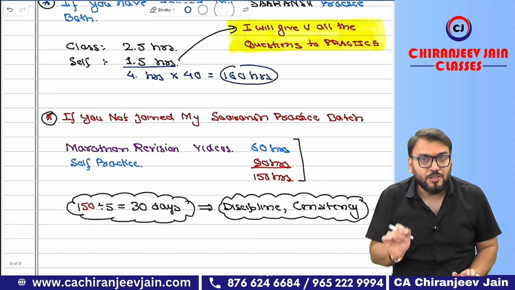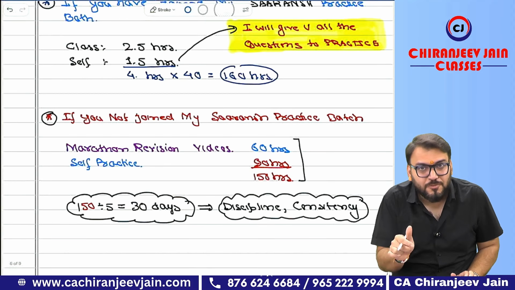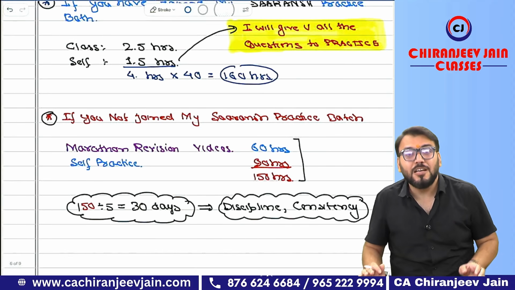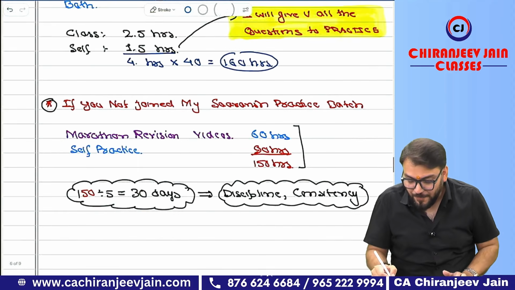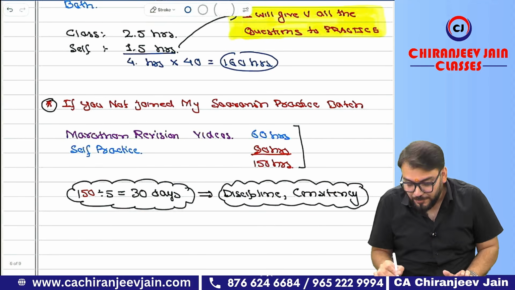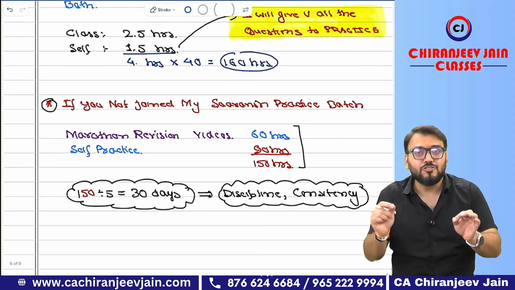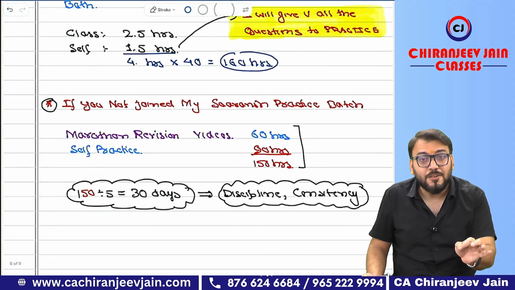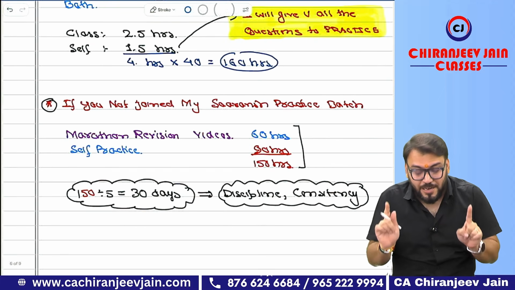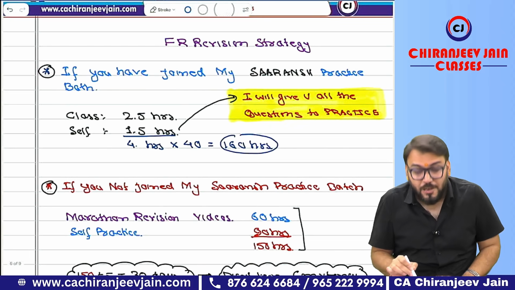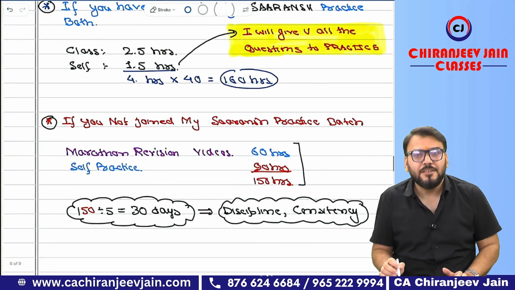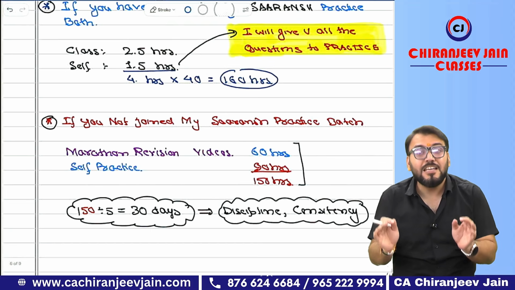So you can listen to my marathon revision video for 50 hours or 60 hours, whatever is there. And for the balance number of hours, you can do self practice. It means if I say 60 hours for concept and 90 hours for self practice, then 150 hours is completed. The big question arises, how many hours should be given for each chapter by part? That also I will provide you. Once again, whether you are joining my Saaranash batch for practice or not, you need to complete your FR revision in 150 hours.